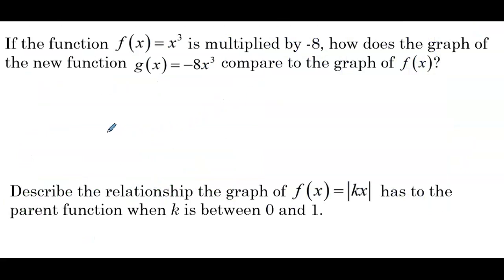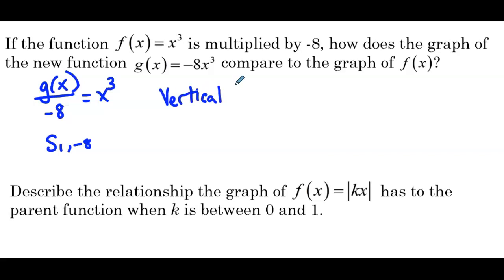Now, 2 last questions. If the function f of x equals x cubed is multiplied by negative 8, how does the graph of the new function, g of x equals negative 8x cubed, compare to the graph of f of x? Well, if we were to rewrite this, this would be g of x divided by negative 8 equals x cubed, which would be a scale factor of 1, negative 8. So what does that mean? Okay, well, let's focus on the 8. So that means it's going to be a vertical stretch.